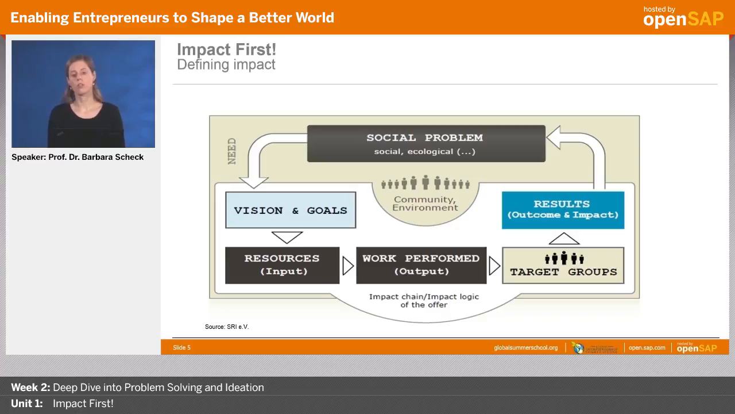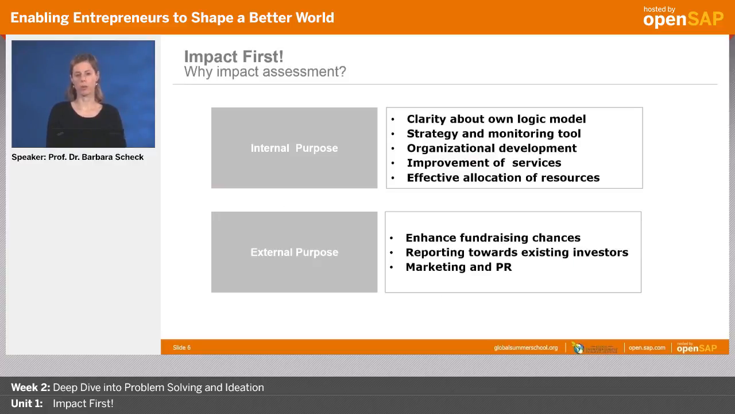So how you are trying to tackle or solve the problem and what you have achieved by means of outputs and outcomes, how that addresses best the problem that you're trying to solve. But why do it at all? Why is impact assessment important? There are two perspectives on that topic.